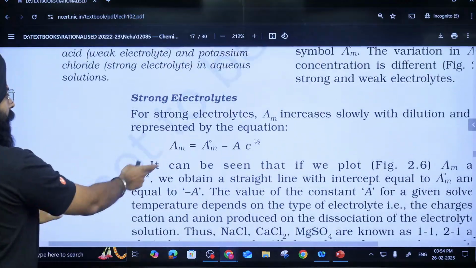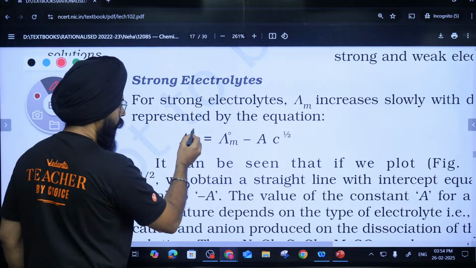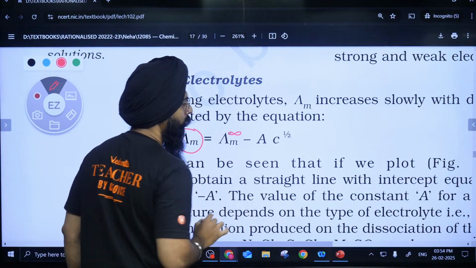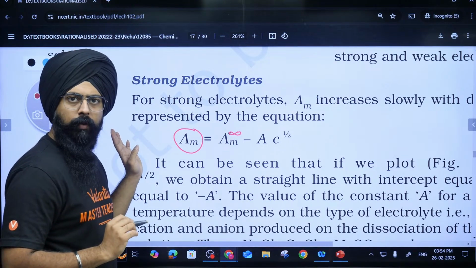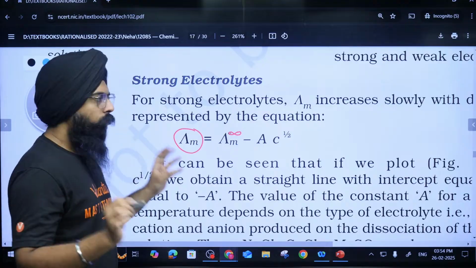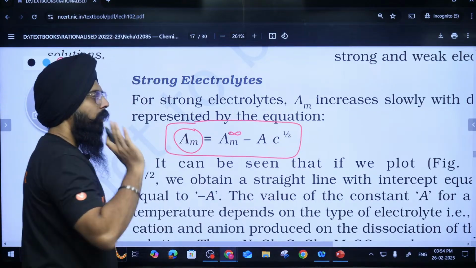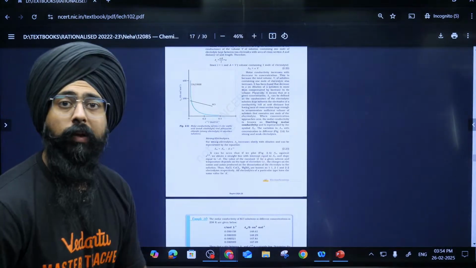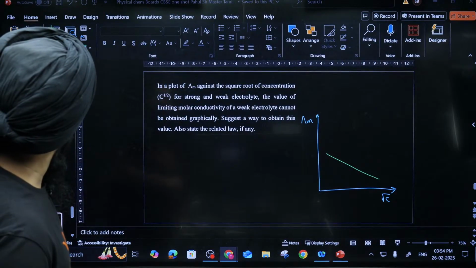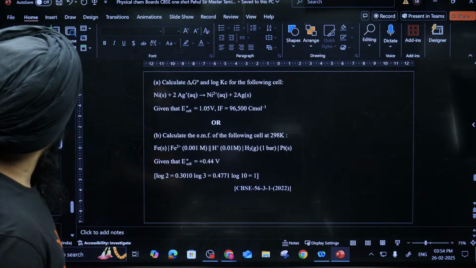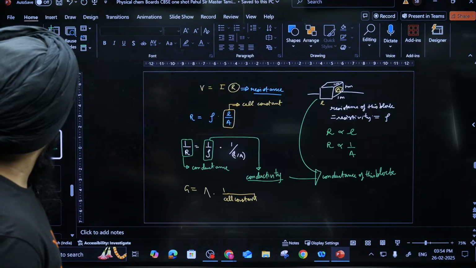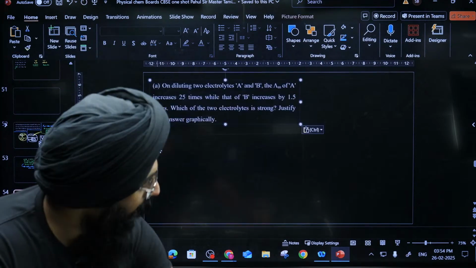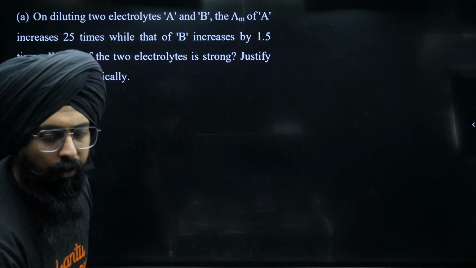So for strong electrolyte, this is the equation. This is your normal, simple molar conductivity. This is your molar conductivity at infinite dilution minus A root C. Simple as that. This is your slope of the graph. So for strong electrolytes, a very simple equation is there. For weak electrolytes, we don't have an equation. What will we do for weak electrolytes? I will tell you. But first, let us go to the question that we had started from. So let's solve this question and then we'll go to the idea of limiting conductivity for weak electrolytes. We'll use Kohlrausch law.